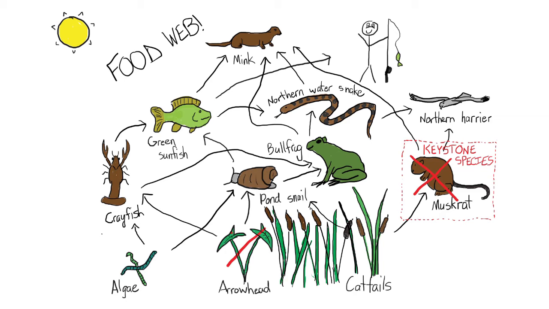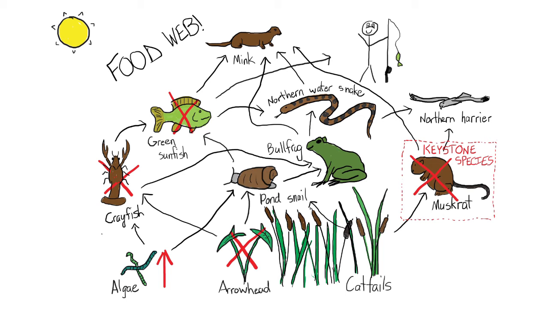this arrowhead plant. Now, this arrowhead might be the favorite food of one of the crayfish. So now we don't have that food for the crayfish anymore, and these crayfish start to decrease in their population. Well, without the crayfish around to eat the algae, now we might have too much algae, which could result in algal blooms, which would deplete the dissolved oxygen in the water. Unfortunately, the green sunfish needs the dissolved oxygen, so our green sunfish population starts to decrease.